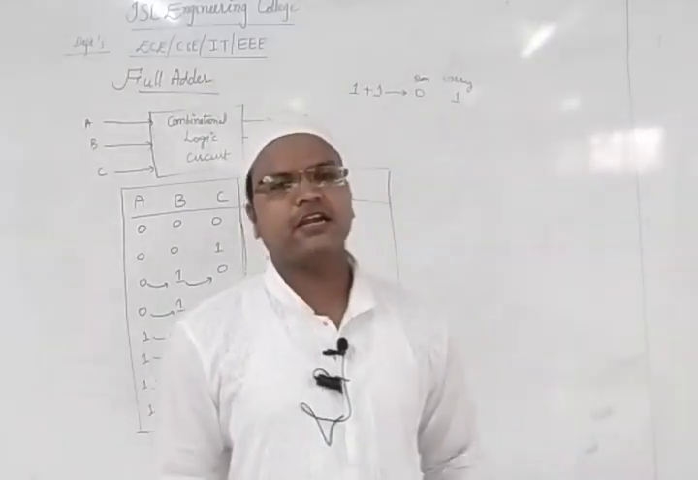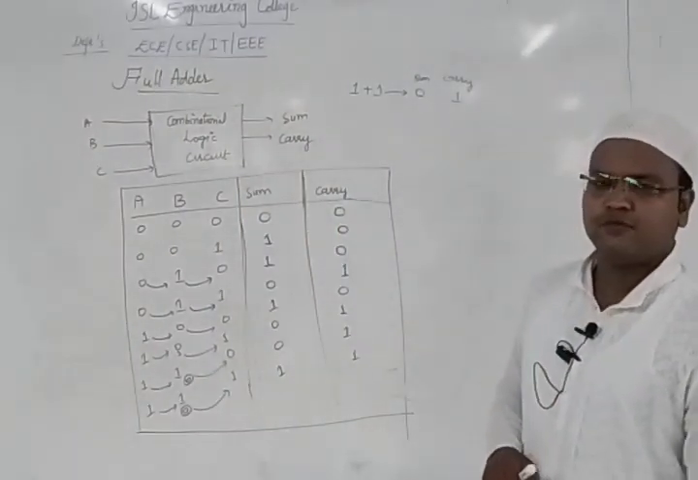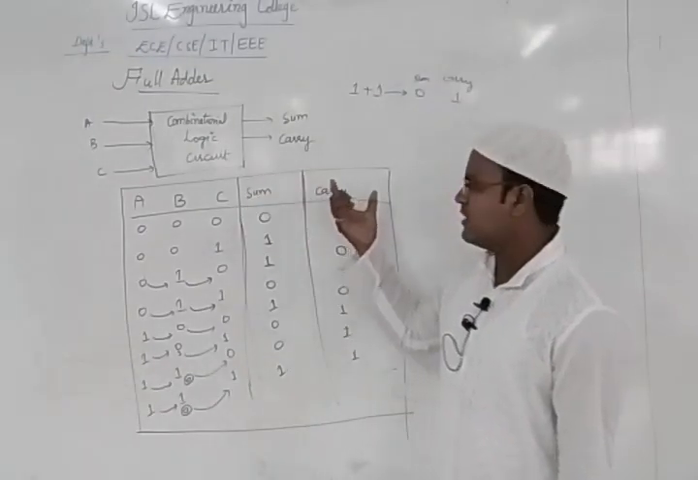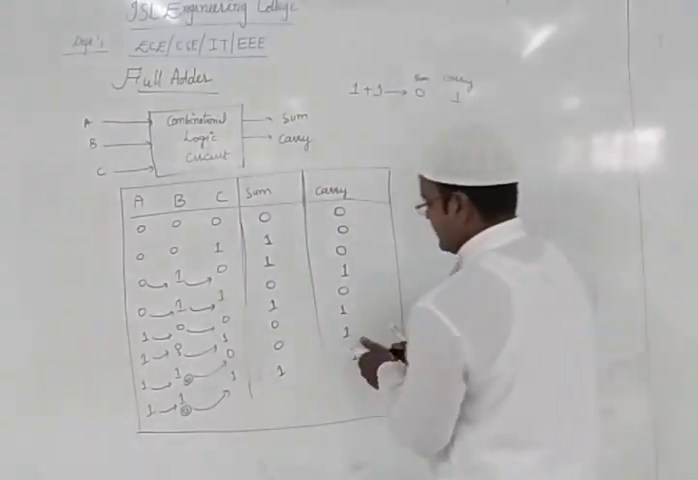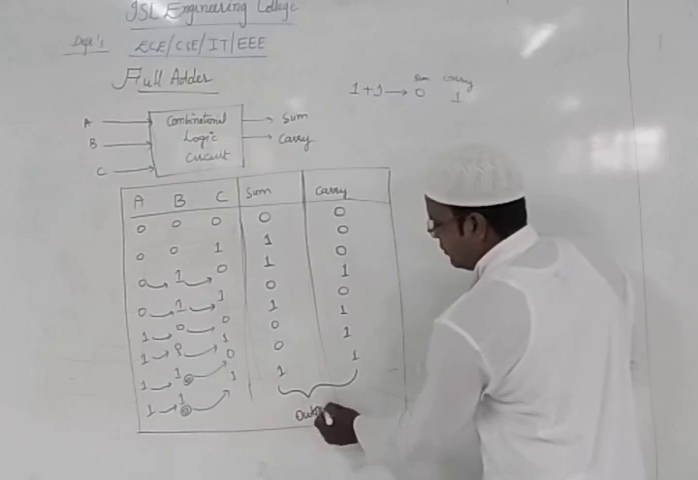So next thing we need to write, students: we got this sum and we got the carry. So the next criterion is that we need to make its K-map. So we need to write how many types of K-maps? There is sum, and there is a carry. So we have two outputs. These are nothing but your outputs.